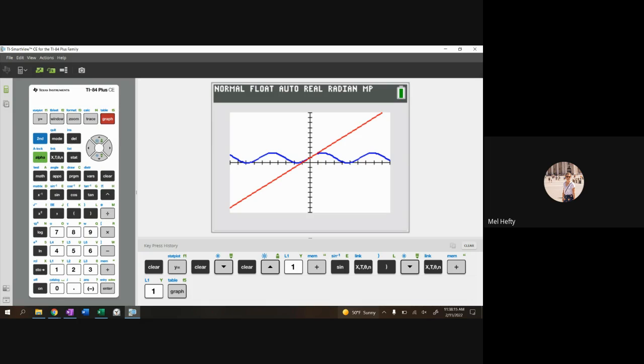As I get farther away, my approximation gets less and less accurate. So what I'm going to have you do here is get a numerical sense for how accurate they are. And we're going to play with my favorite calculator button, which is trace.